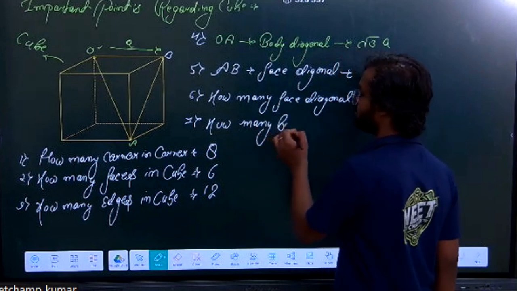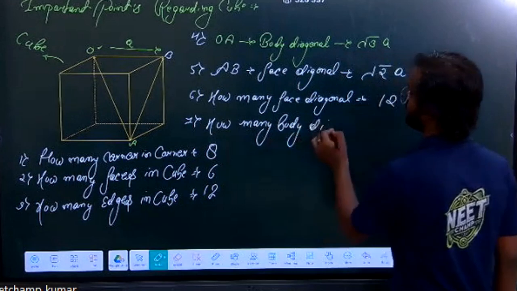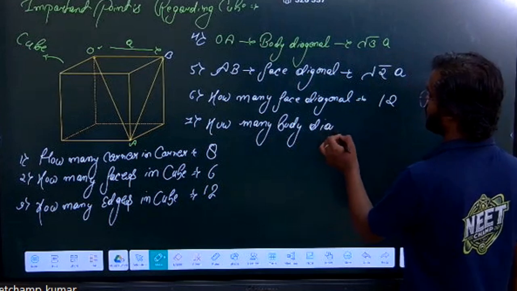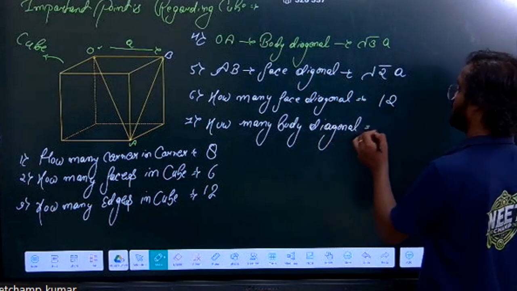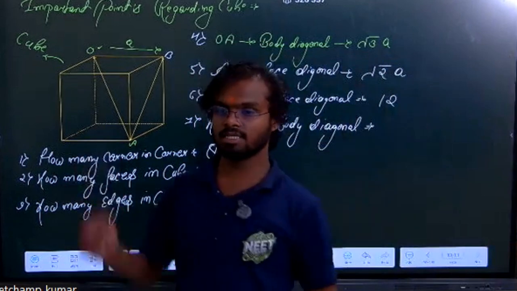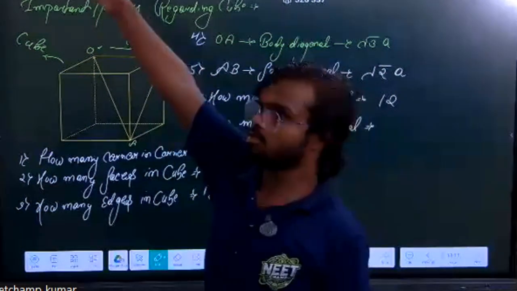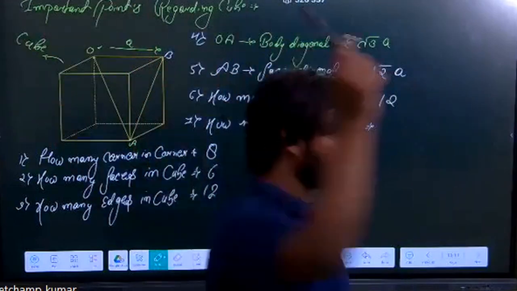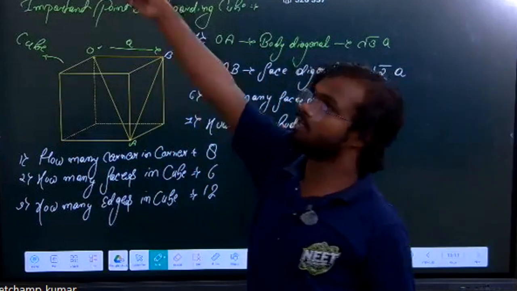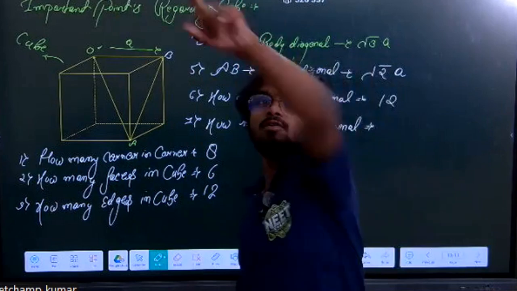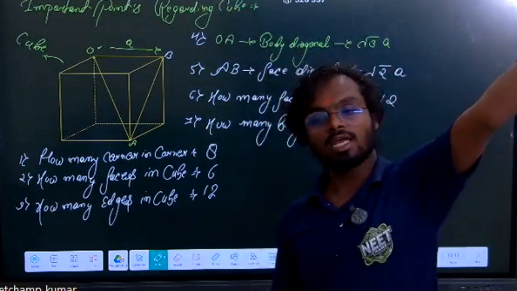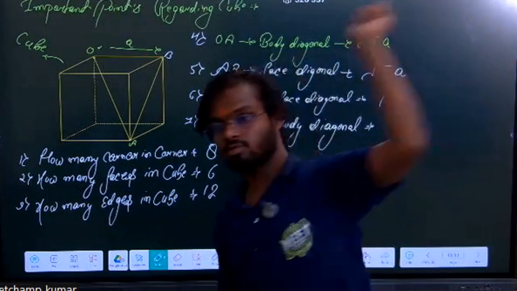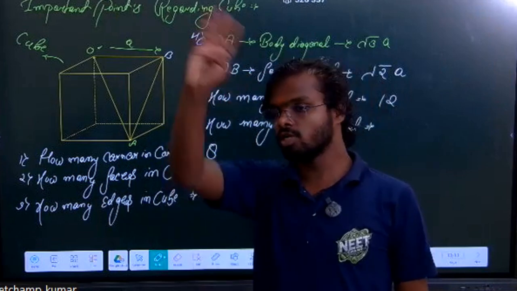Similarly, if I ask you how many body diagonals? Just try to imagine how many body diagonals we can draw. One I can draw from here to here, opposite corner. Second one I can draw from this corner to this corner. Similarly, one from this point to this point, and another from this to this point.